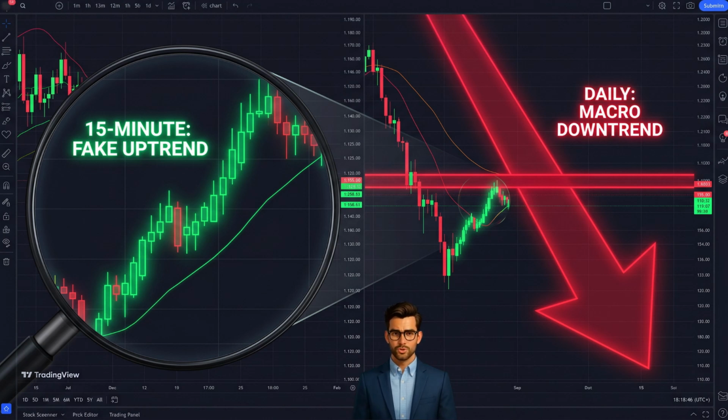When you look at a beautiful, strong uptrend on a 15-minute chart, you might feel incredibly confident pressing the buy button. But what you do not realize is that if you zoomed out to the 4-hour or daily chart, that entire 15-minute uptrend is nothing more than a microscopic, temporary pullback. And worse, it is driving the price directly into a massive institutional supply zone.